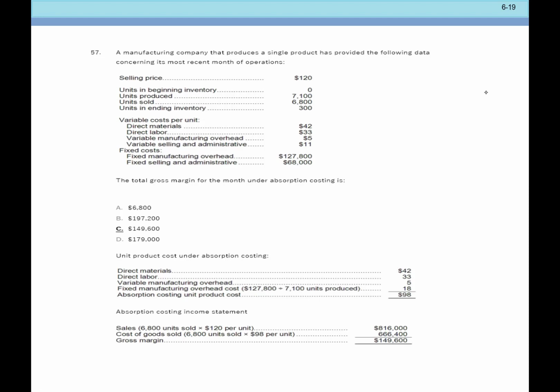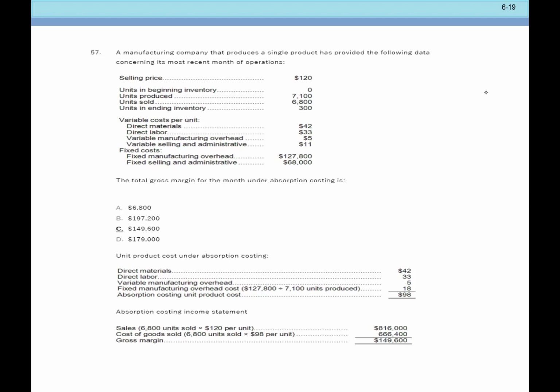Okay, so if we're doing variable costing, it's going to pick up the direct material of 42. It's going to pick up the direct labor of 33. It's going to pick up the variable manufacturing overhead of $5, but we do not pick up the fixed manufacturing overhead. So when we add it up, 2 plus 3 is 5, plus 5 is what?